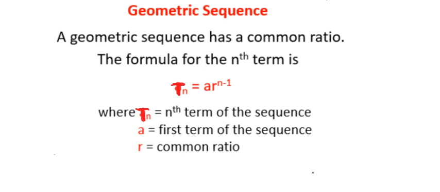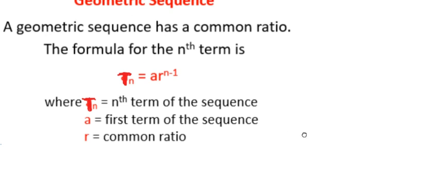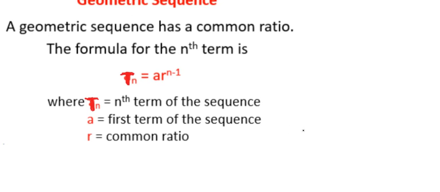Hi folks, this is about geometric sequences. So we've got some notation here. This is the general term of a geometric sequence. A geometric sequence is something that has a common ratio. So I'll give you a simple one here.